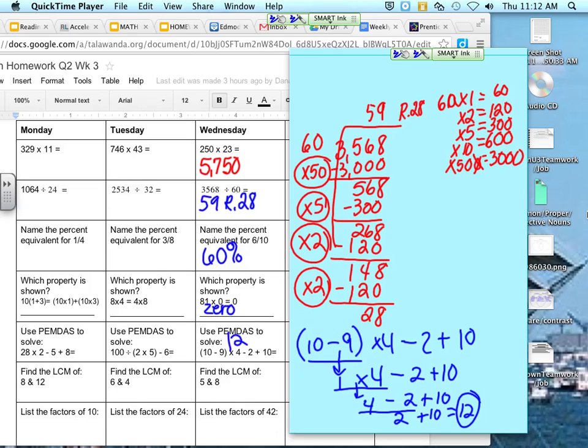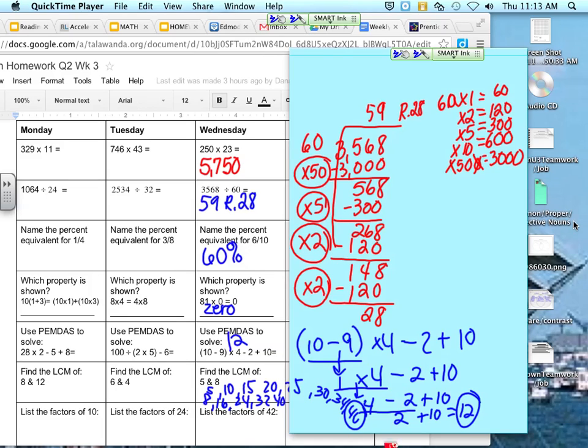Least common multiple of 5 and 8. If I skip count by 5, I have 5, 10, 15, 20, 25. If I skip count by 8, I have 8, 16, 24, 32, 40. So I have to continue with my multiples of 5 until I find a match. So I have 25, 30, 35, 40, and 40 is our least common multiple.